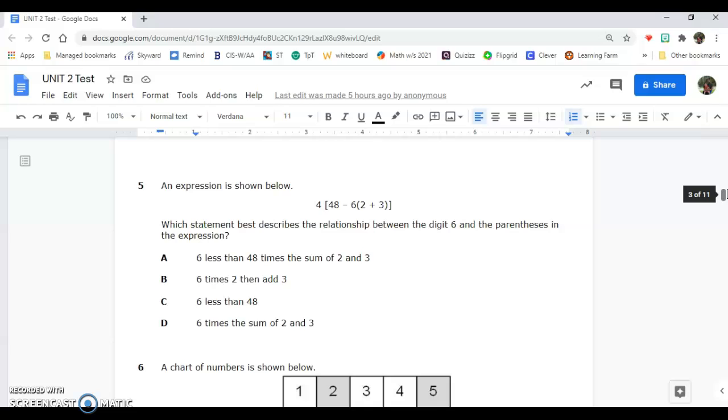Number 5. An expression is shown below. Which statement best describes the relationship between the digit 6 and the parentheses in the expression? A. 6 less than 48 times the sum of 2 and 3. B. 6 times 2, then add 3. C. 6 less than 48. Or D. 6 times the sum of 2 and 3.